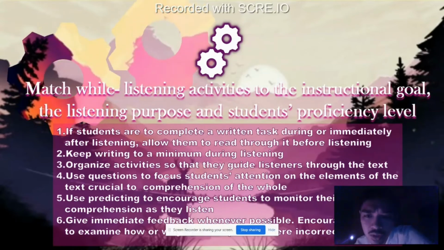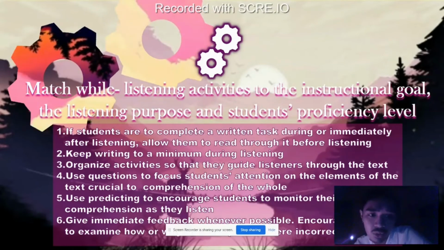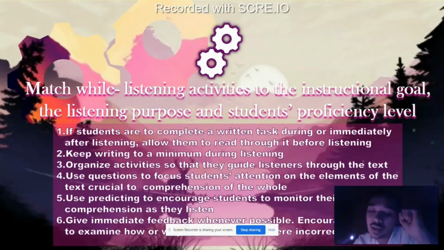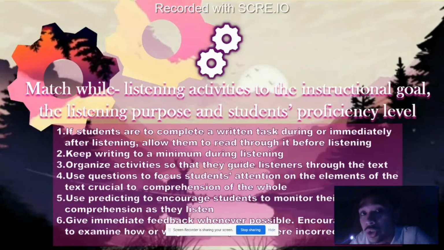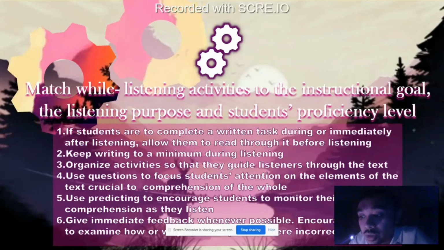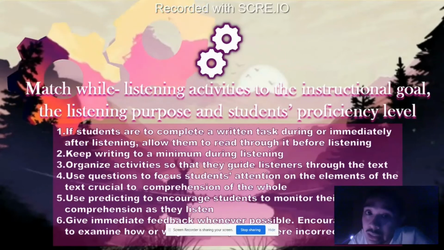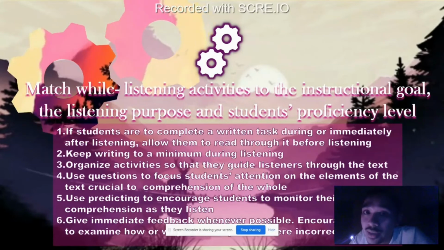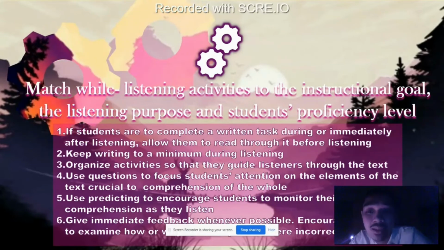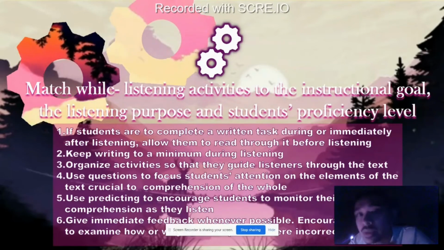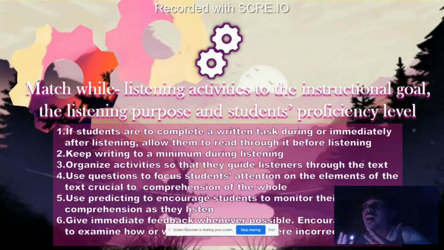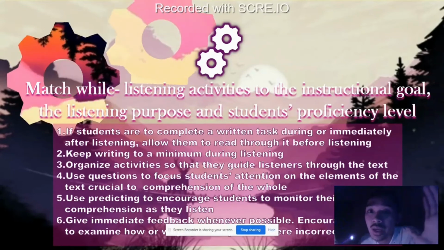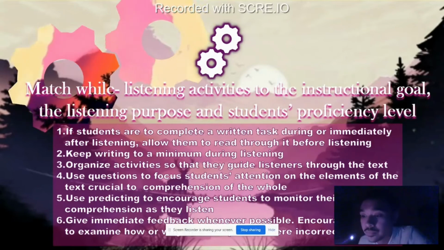So, number one, if students are to complete a written task during or immediately after listening, allow them to read through it before listening. This is helpful to visual learners because sometimes visual learners have difficulty just listening to the material and they need something to visualize beforehand. That's why it's best to have them read through the material first and then have the recording play after. And they can have a sense of what is being given to them.